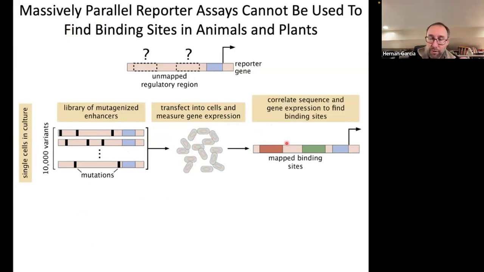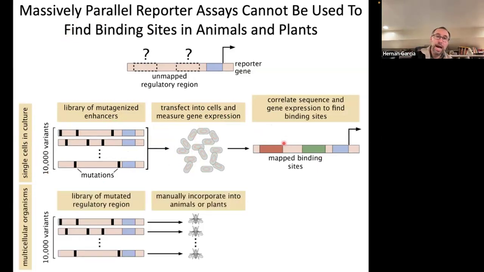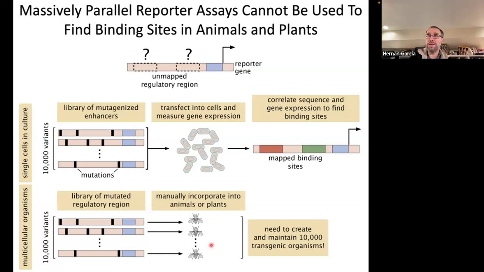But if I want to do this in flies, in multicellular organisms, I would have to inject each one of these constructs into an individual fly and grow those flies to adulthood and keep them in my stocks. That basically calls for making tens of thousands of transgenic organisms. And just to give you a sense, in 10 years in the lab, we've generated maybe 5,000 lines, right? So this is not doable with current technology.